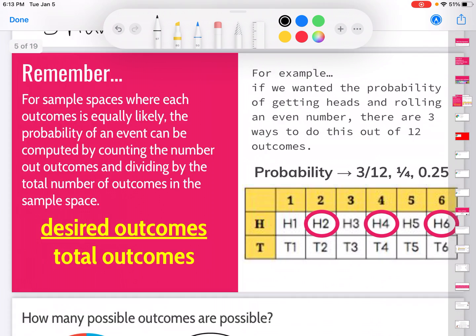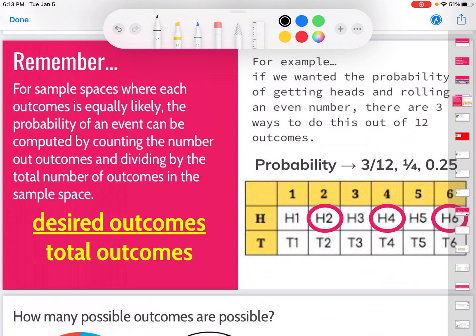All right, so they want us to remember, for sample spaces where the outcomes are equally likely, the probability of an event can be computed by counting up the number of outcomes and then dividing it by the total number of outcomes. So the desired outcomes divided by the total number of outcomes in the sample space.